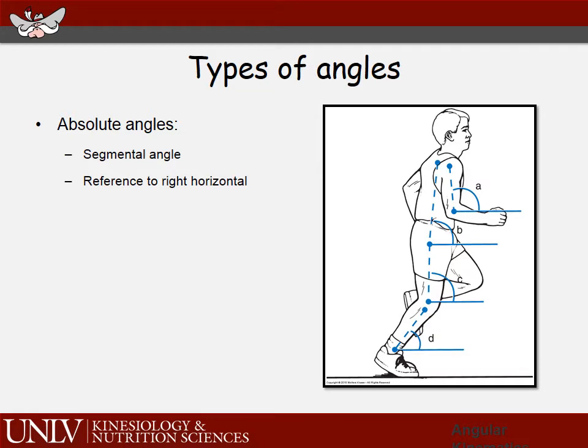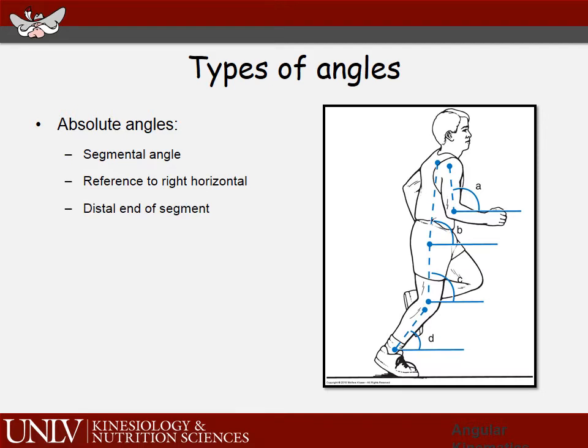Now there is ability to have them referenced to the vertical, and we'll also often do that with the trunk, where you'll have a forward lean or a backward lean, and they'll do that to the vertical. But you need to make that known when you're doing the analysis that you're doing it to a vertical as opposed to a right horizontal, because generally it's understood to a right horizontal.